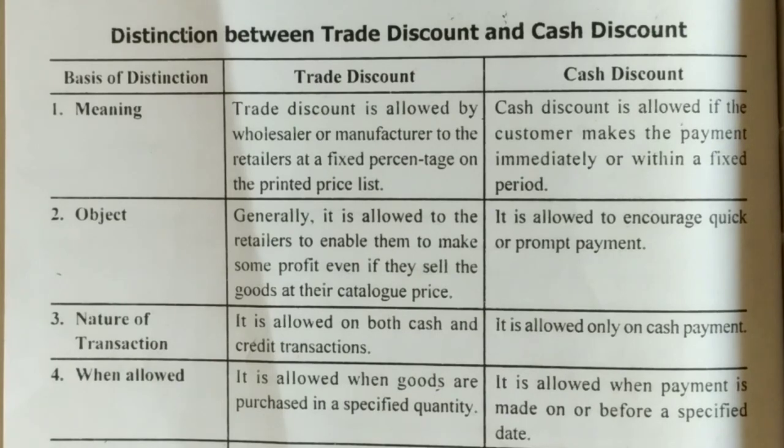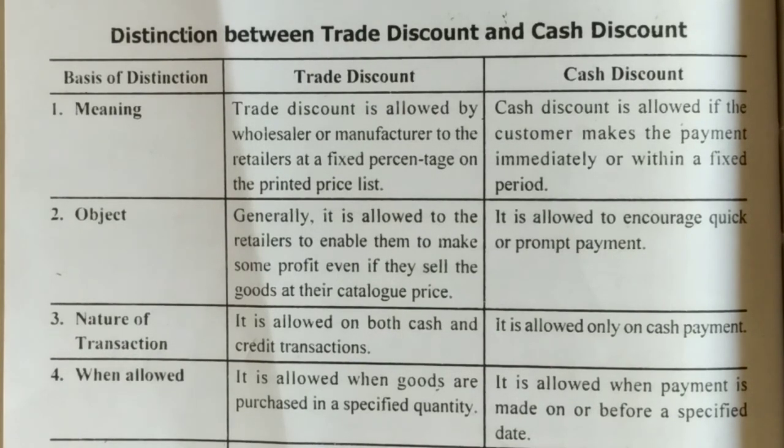Now let us see the difference between trade discount and cash discount. It can be asked in 3 marks. The first point is meaning. Trade discount is allowed by a wholesaler or manufacturer to the retailer at a fixed percentage on the printed price list, whereas cash discount is allowed to the customer who makes the payment immediately or within a fixed period. So cash discount is allowed only when cash is received or paid, whereas trade discount is minused immediately on purchase or sales if the quantity is large or of large amount.